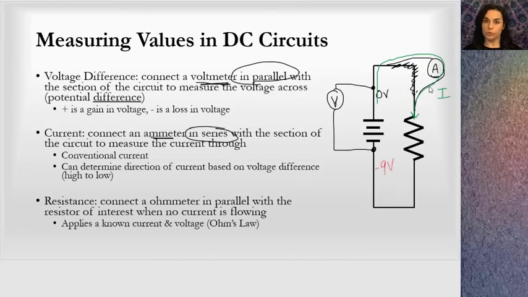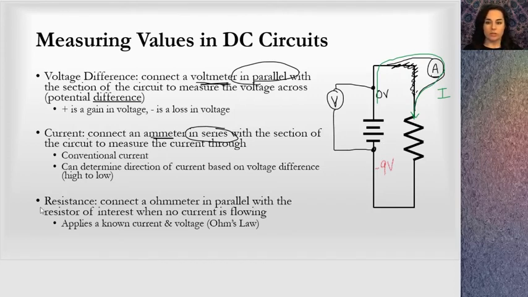Current is through. It is a value, whereas voltage is a potential difference. So we have to choose 2 points on a circuit in order to measure a potential difference. But if we want to measure this current, we just put it in the wire, in whatever path that current is that we want to measure.